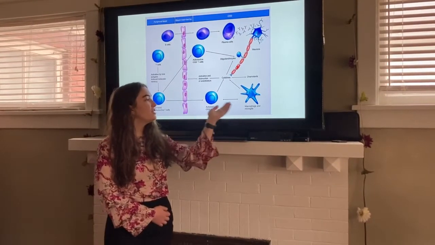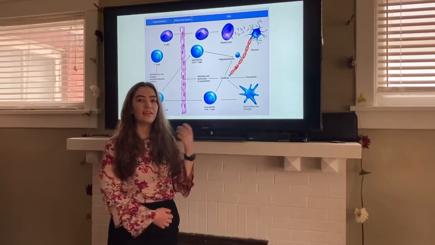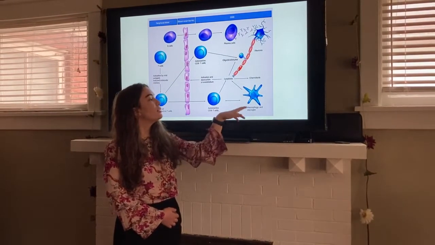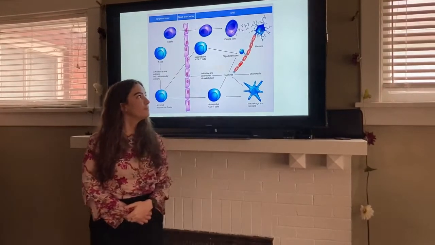And like I said, they're going to activate these macrophages, which are cells that eat up anything that's been tagged by an antibody or that needs to be destroyed. So these macrophages are going to come in and eat up all of the myelin along that nerve.